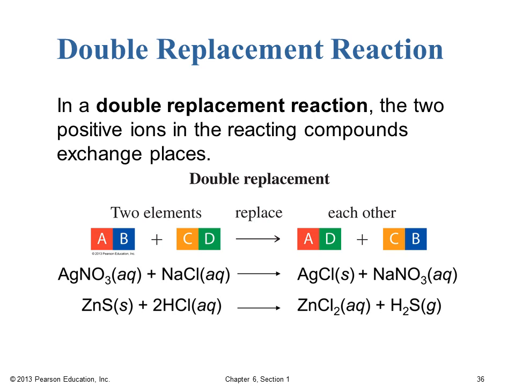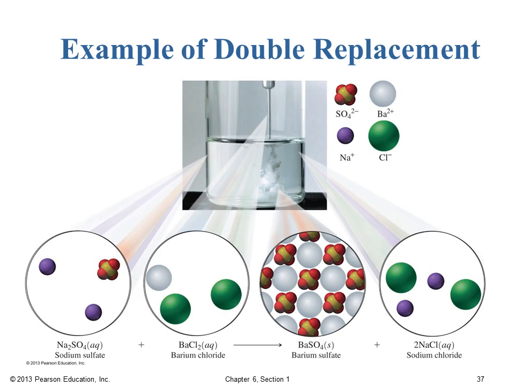The main difference between single and double replacement: in single replacement, you have an element by itself. In double replacement, both reactants are compounds. Here you see the reaction of sodium sulfate and barium chloride. When you add them together, you make barium sulfate, which precipitates out of solution, and so it becomes solid. You see that solid being made in the beaker there, and then you have the sodium chloride, which stays in solution, so the salt stays dissolved.